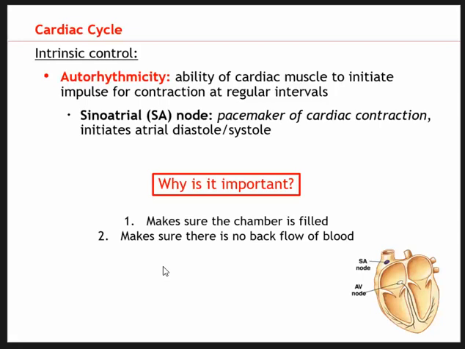And that sounds familiar, right? Kind of sounds like a heartbeat or a heart rate. And that's exactly what it is. The SA node determines your heart rate.